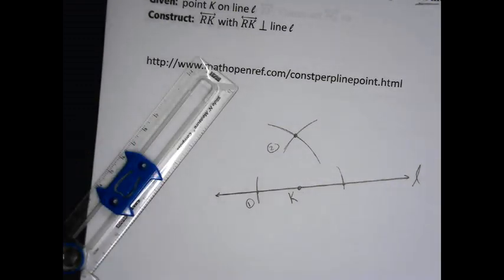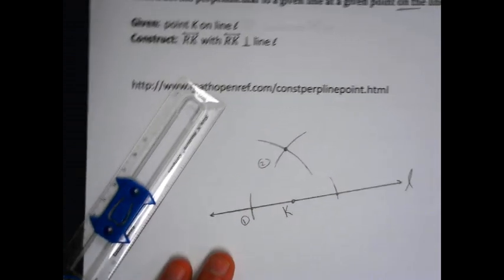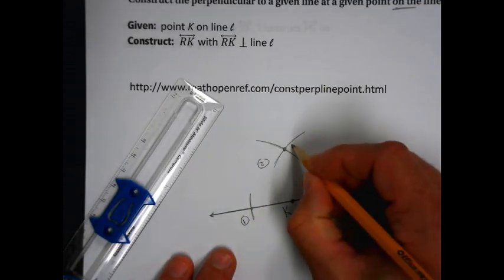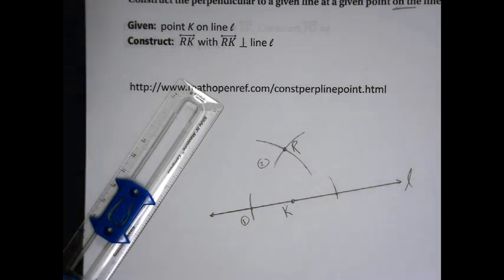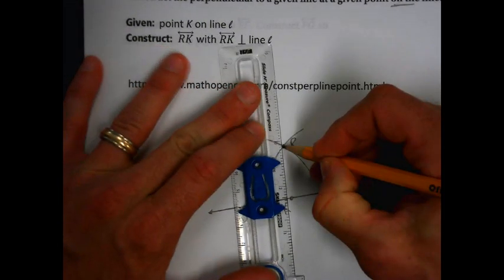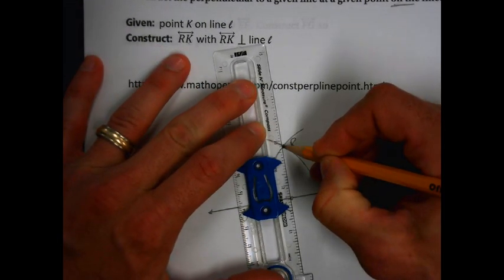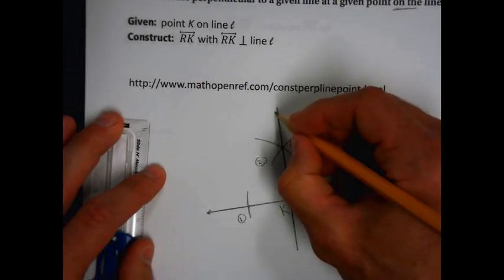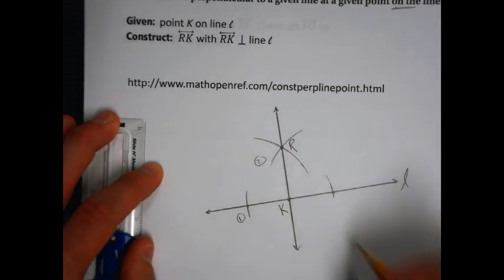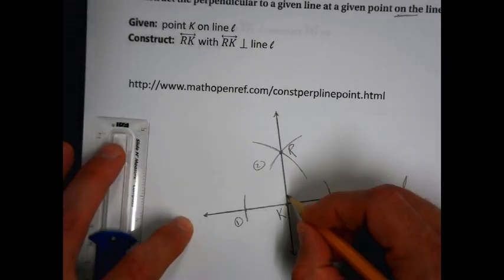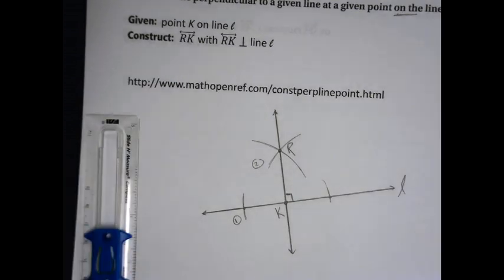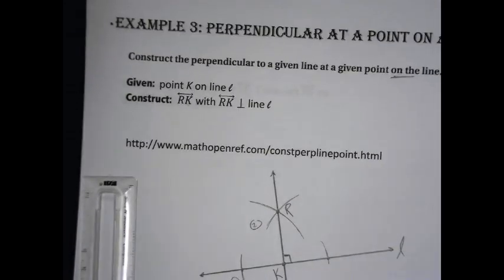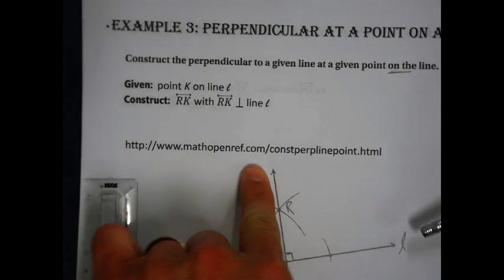What should we label that brand new point? Well, read the directions. It looks like we should label that point R, because we're constructing RK perpendicular to line L. So now what happens, remember we had point K, well now we have point R, and if we connect our points there, we now have this new line, RK, and guess what, ladies and gentlemen, RK is indeed perpendicular to line L. Okay, and that's exactly what we have just constructed. So I'll be looking for these construction marks. And there's the video for that one too, if you don't like me talking.